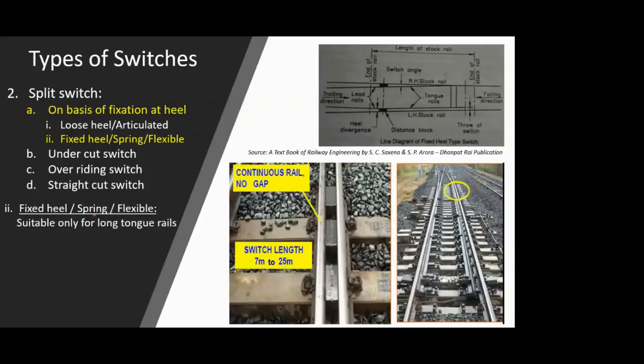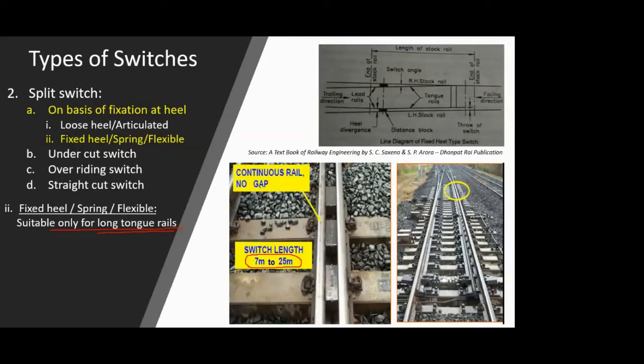And if you see the suitability, this fixed heel is only used for long tongue rail sections. Long tongue rail as in when your tongue rail has a length of 7 meter to 25 meter. In that case only, we provide this fixed heel.